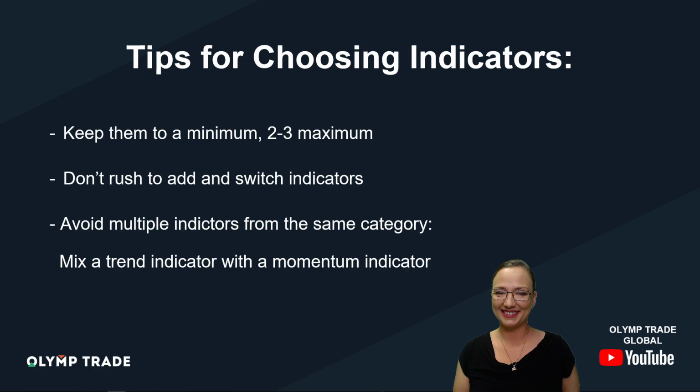Enjoy. My friends, here are a few tips when you are choosing indicators to trade with. Once again, like I mentioned, you do want to keep them to a minimum, 2 to 3 maximum. When you find a combination of indicators, a strategy that works well for you, if you experience losses, don't rush to add and switch indicators. Analyze the situation and make sure that this isn't simply a passing trading moment.